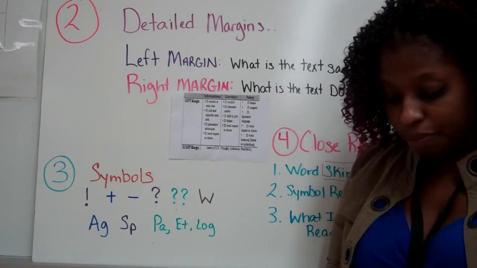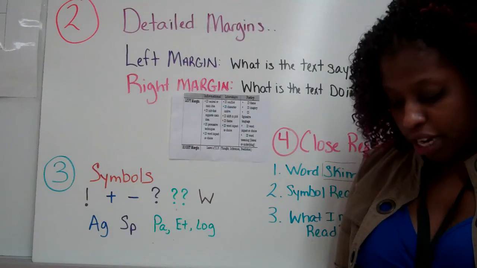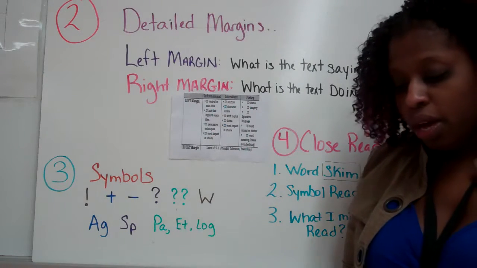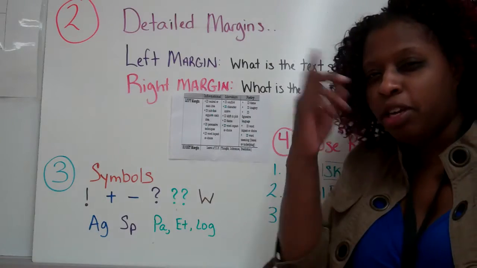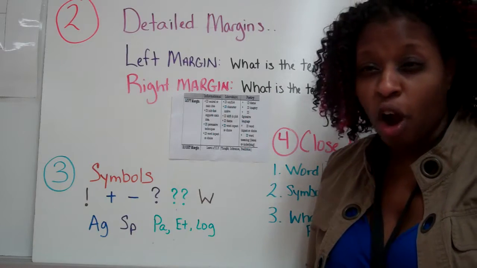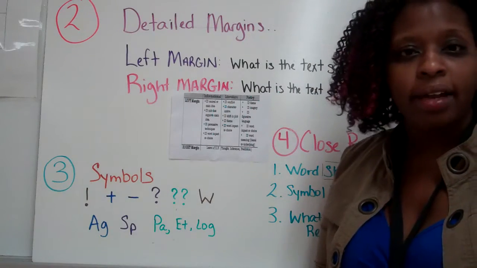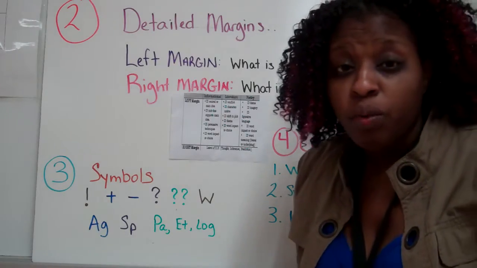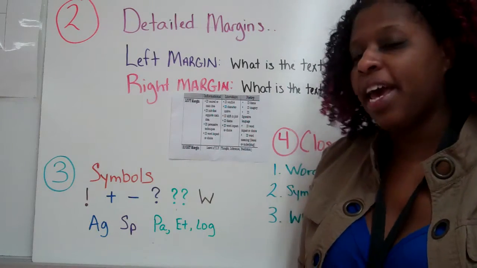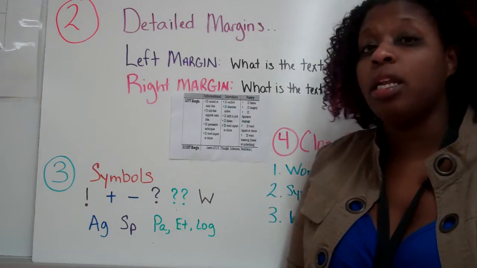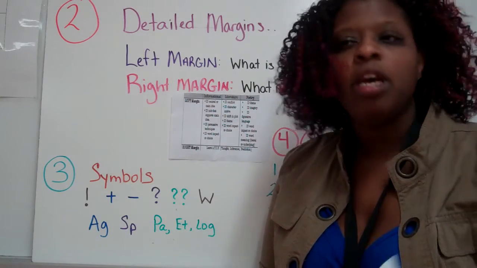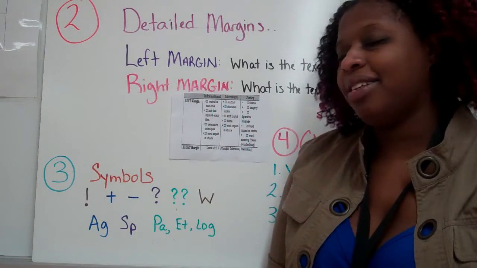Double question mark for something that really confused you or you didn't understand or you really don't know what it means even after you've read it. A W can be used for things that make you wonder. AG is for argument. When you recognize the author's argument, go ahead and put an AG by it. SP stands for support. When you see where the author has ideas that are supporting their argument, put an SP there. PA, ET, and LOG is for pathos, ethos, and logos. When you see those methods of persuasion, you want to make sure that you identify them.